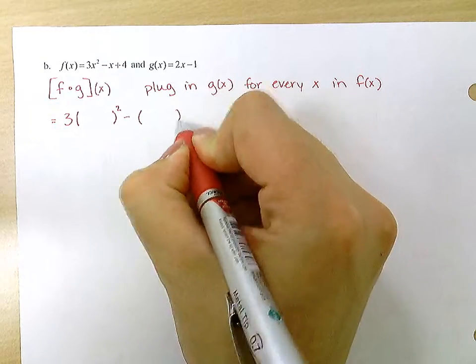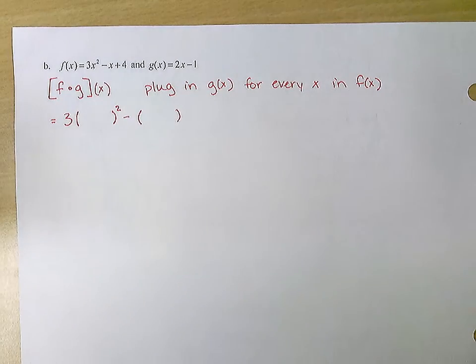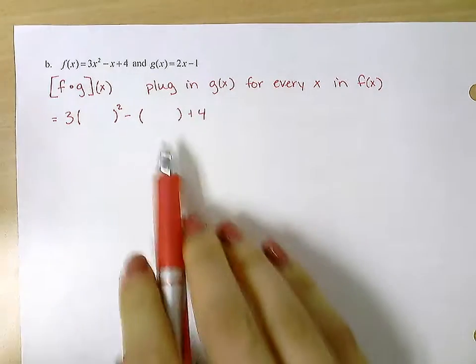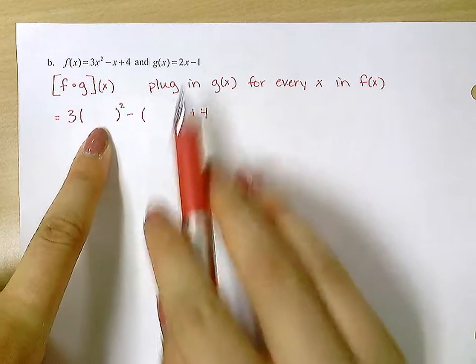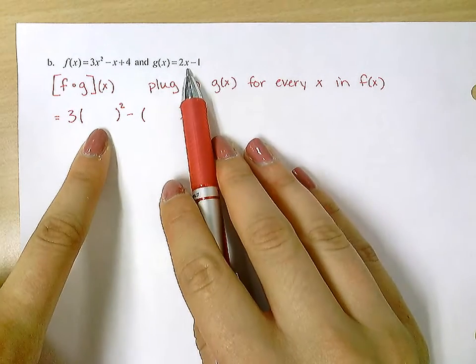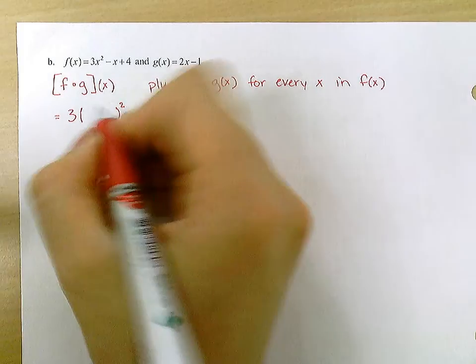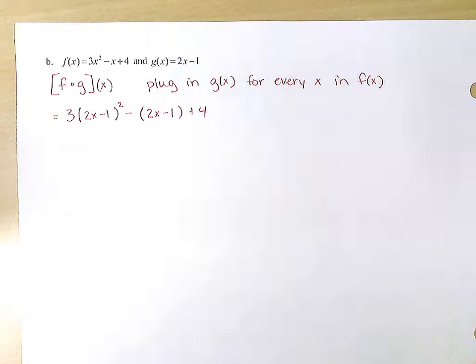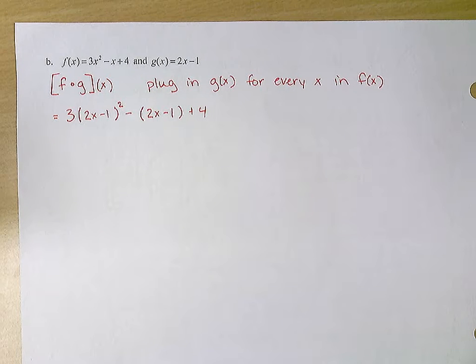Subtract, again, that open space. Add 4. Wherever you see an open space, that's where you plug in g of x. So you plug in that entire function there, 2x minus 1. Does that make sense?